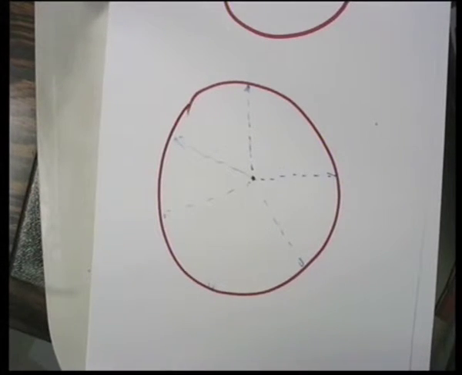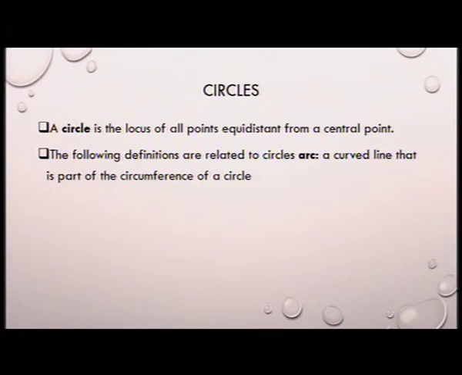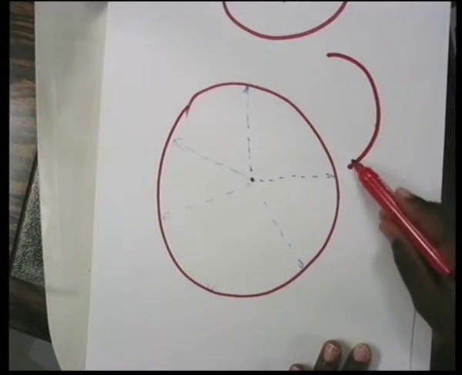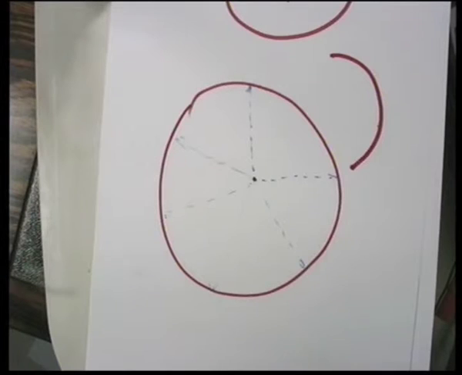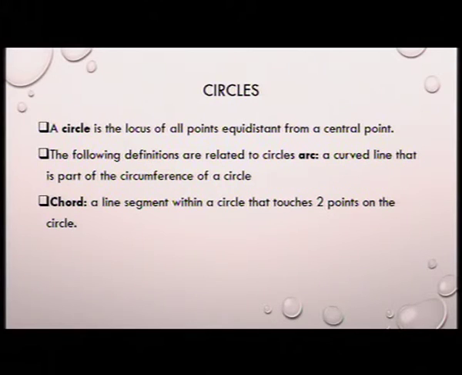The following definitions are related to circles. Arc: a curved line that is part of the circumference of a circle. So an arc is something like this. That one is an arc, not really a complete circle, but just a part of a circle. Those are the characteristics or definitions when you talk about a circle. Then you have to talk about a chord: a line segment within a circle that touches 2 points on the circle. That one is called a chord. You will see the examples just now.